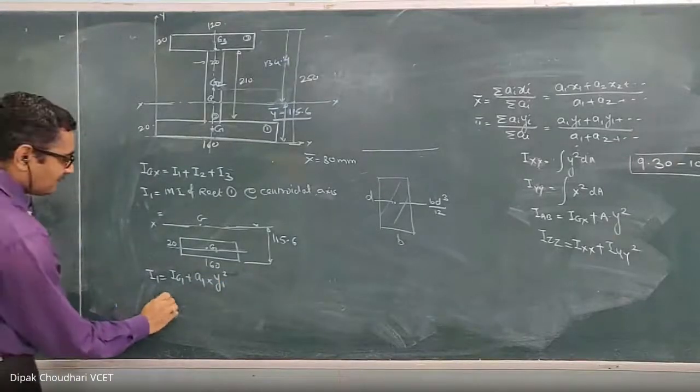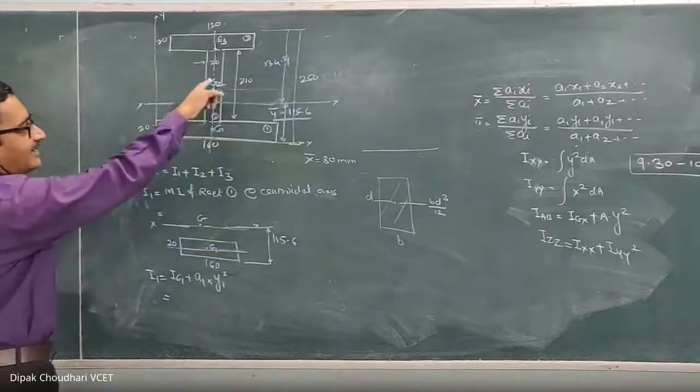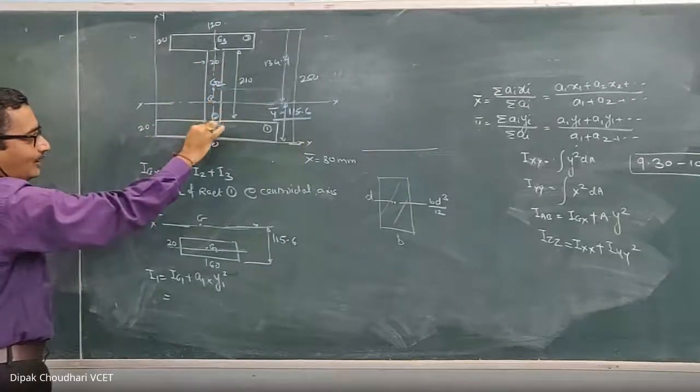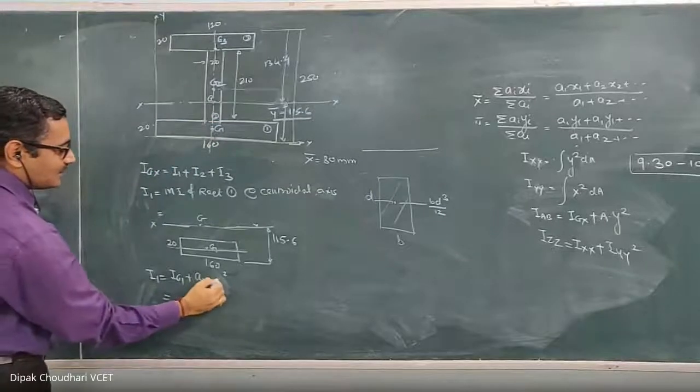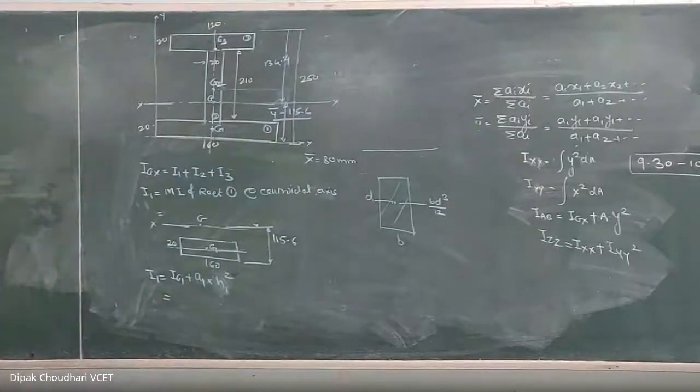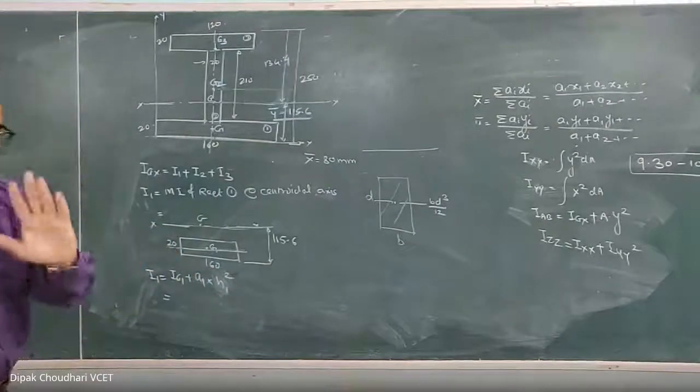Don't get confused between this y1 and the y1 which we calculated earlier. That was the y coordinate of that G1. If there is confusion, write h1 or d1 here. Again, h1 is not the height of this.